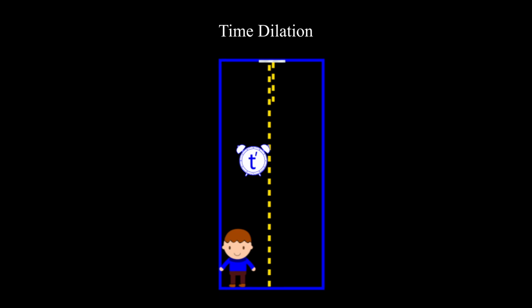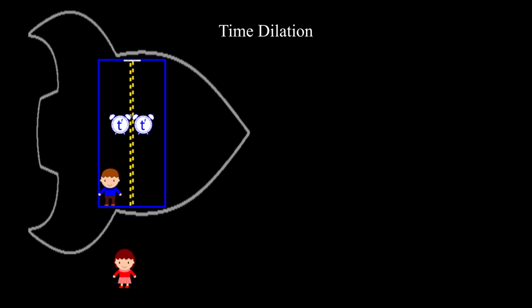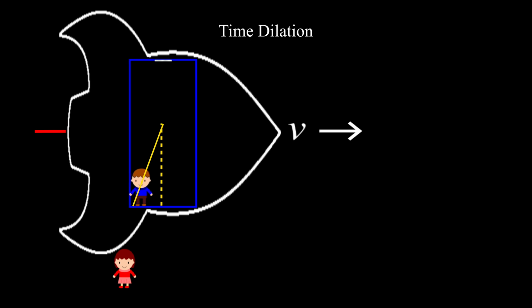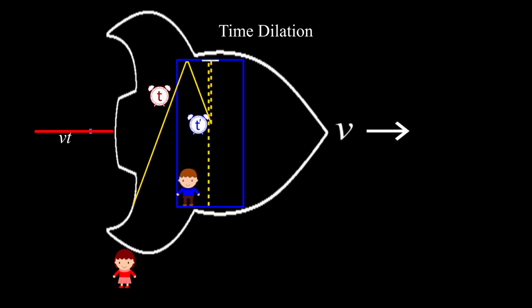That light gets reflected by the mirror, and travels back down the elevator until it reaches the boy's feet again, in time t prime. I forgot to mention that this little boy is in a rocket ship coasting by at speed v relative to a little girl. So the girl sees the light take a slanted path to reach the top of the elevator and back down, as shown by the solid lines, and she measures each solid line to take a time t to reach its destination.